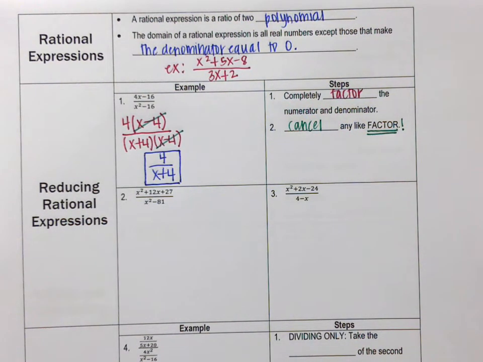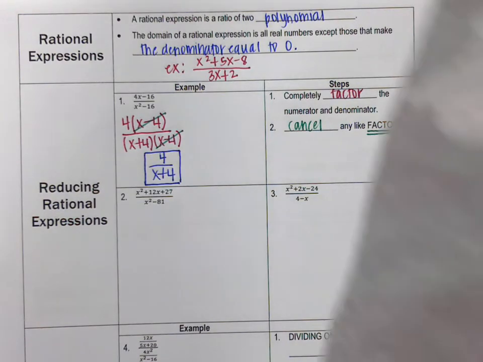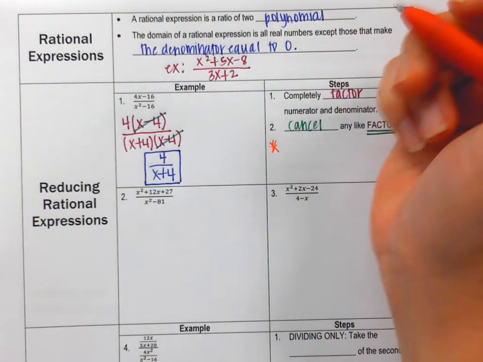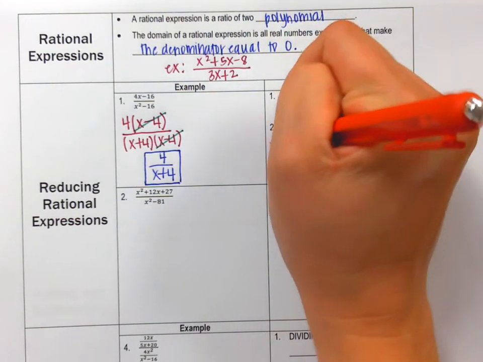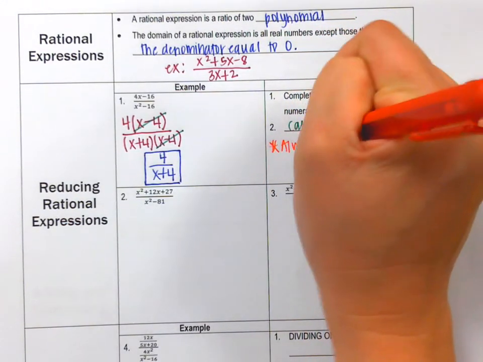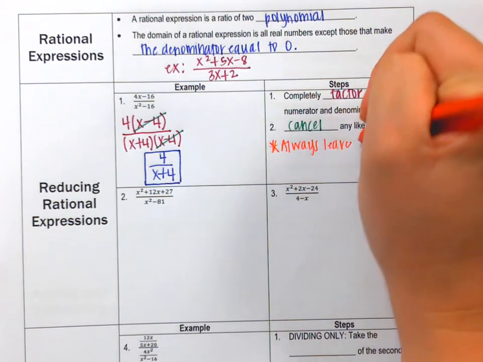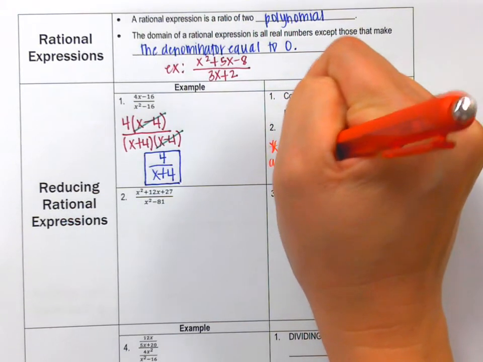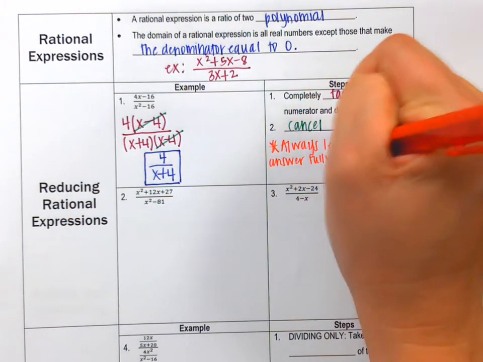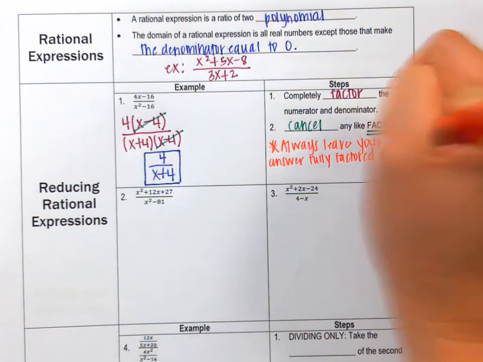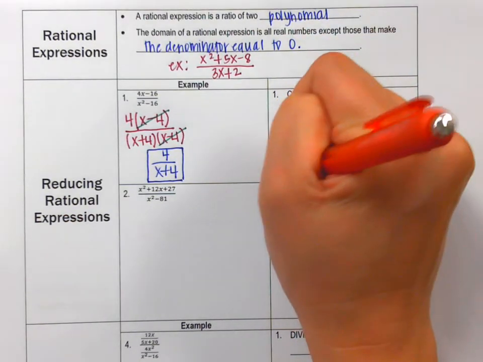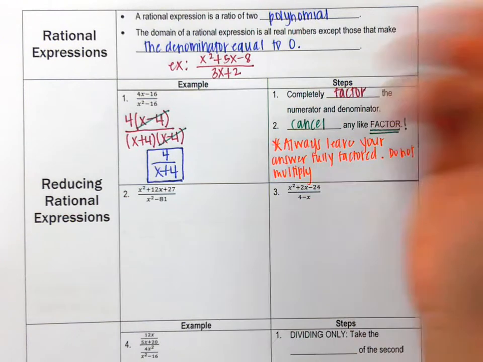Okay. What's really important, and something that I want you guys to do with all of your answers for reducing, multiplying, dividing, adding, subtracting, is to always leave your answer fully factored. Do not multiply it back together. You can. It's extra work, and it's unnecessary to me. So do not multiply back together.